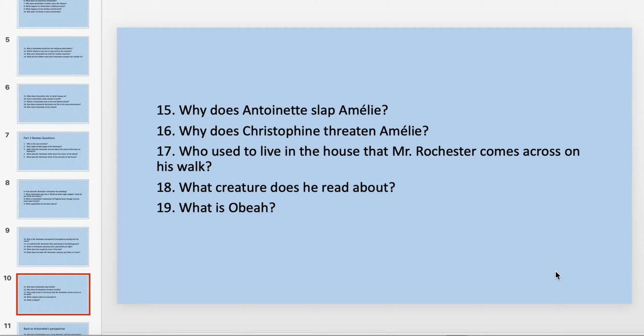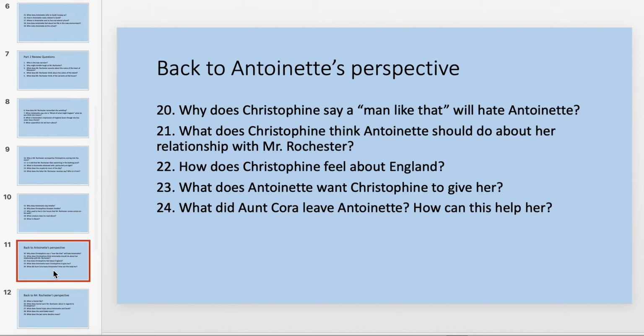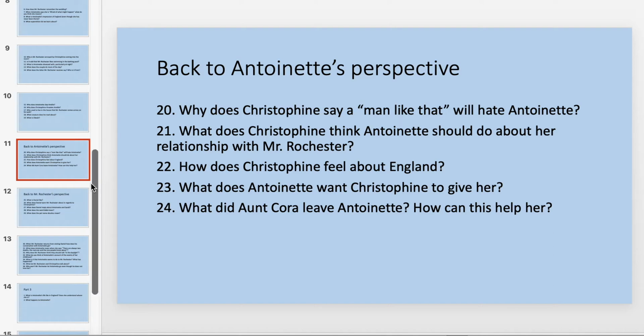So Obeah is part of the religion of some of the islanders, such as Christophine, and it's also associated a little bit with magic. So it's part spirituality, part religion, and part a little bit of magic. Going back to Antoinette's perspective, so we switch back to Annette and what she's doing.